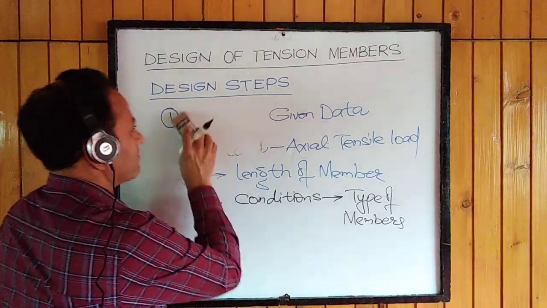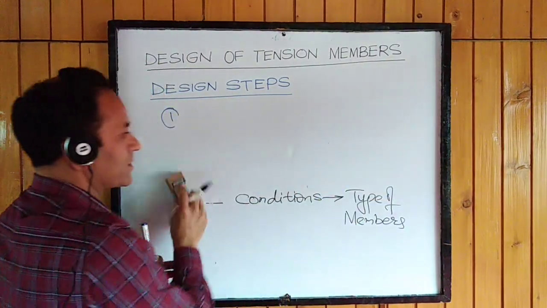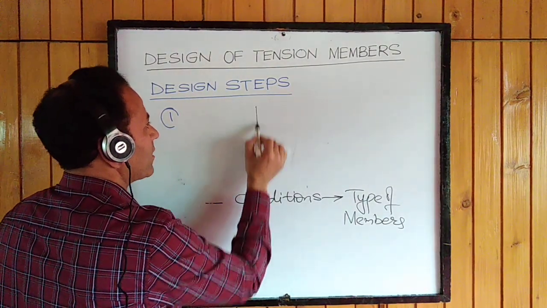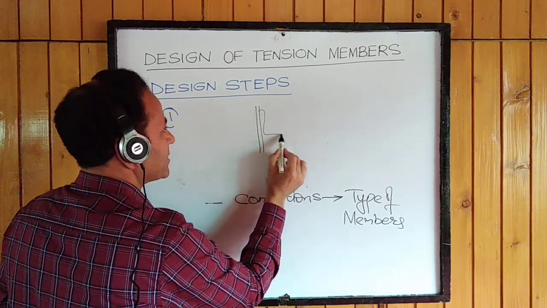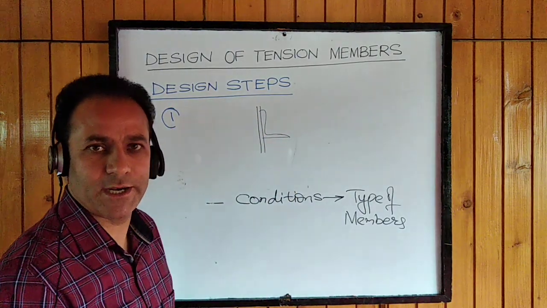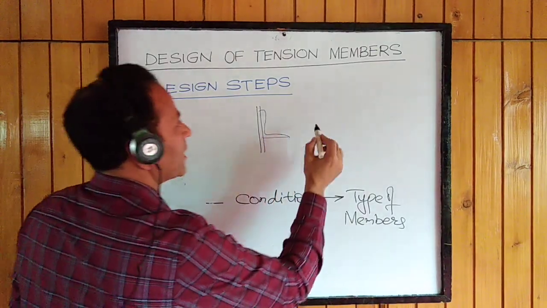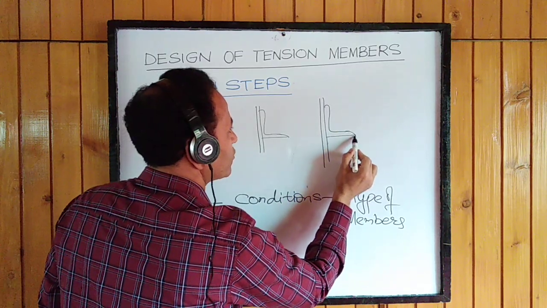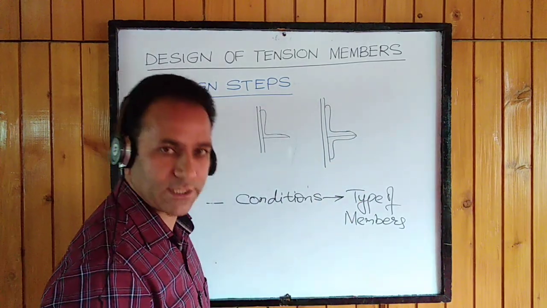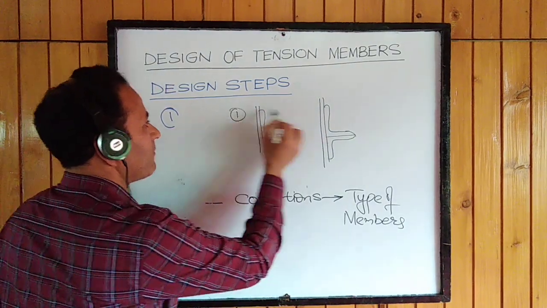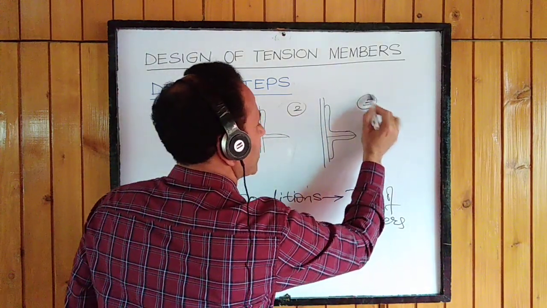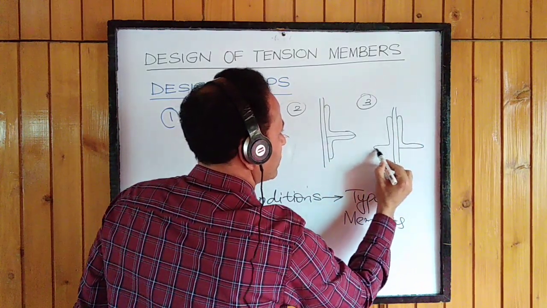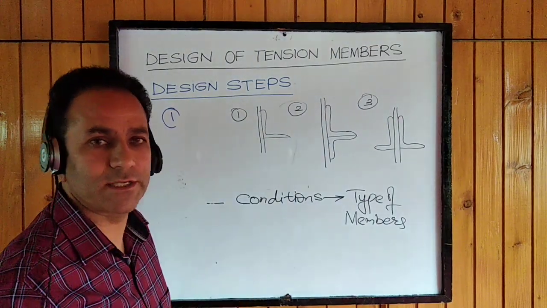There may be structural member conditions given. Say for example, if we are given that the member should only be a single angle section connected to the gusset plate, this can be one of the conditions. Or else we may be given a double angle section. For the design, we will have to choose a double angle section on the same side of the gusset plate. This may be the second condition. Or else we may be given two angle sections which are connected to either side of the gusset plate. This is one of the cases.